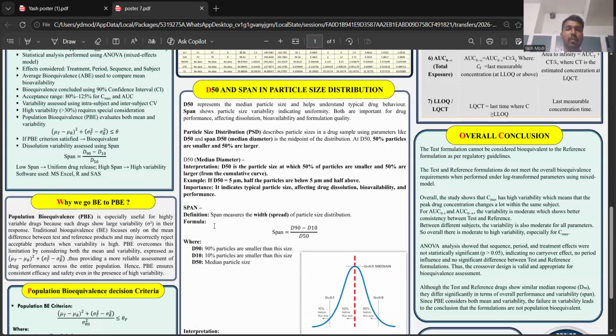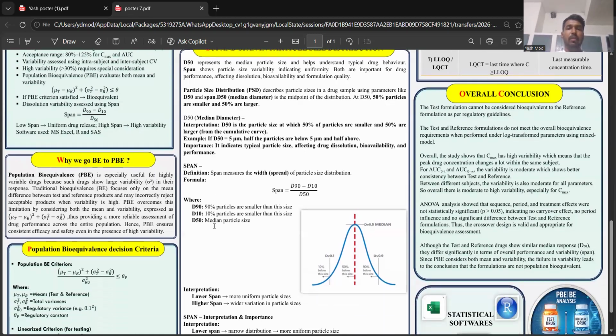Then particle size distribution, PSD. After D50, the median diameter, that is the interpretation. D50 is the particle size at which 50% of particles are smaller and 50% are larger. For example, if D50 is equal to 5 µm, half the particles are below 5 µm and half above.